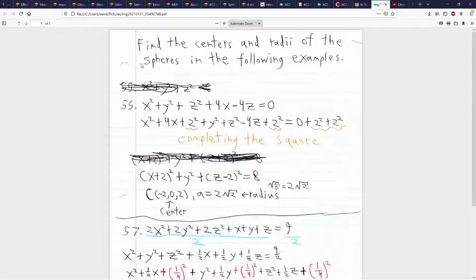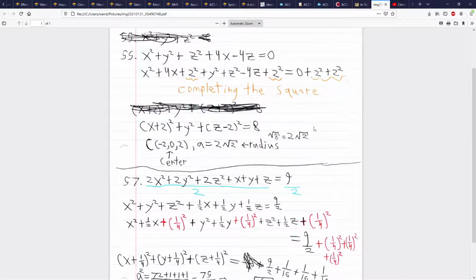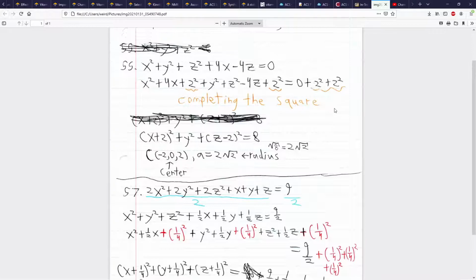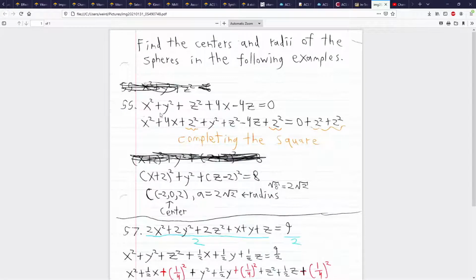So find the centers and radii of the spheres in the following examples. These last two problems for this topic, we basically have x squared plus 1, we're given this equation, equal to 0. You have to complete the squares. Completing the square is what we do for this, and basically that means you add a proper square so you can factor it eventually. It's 2 in this one.